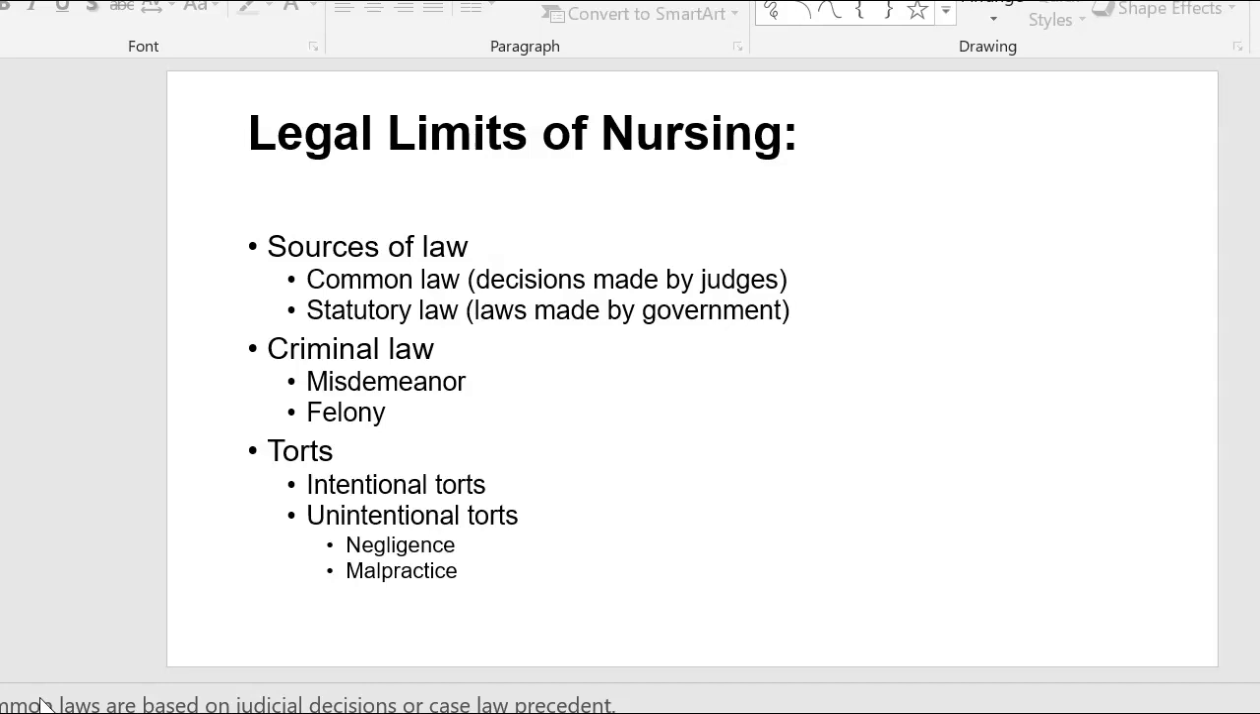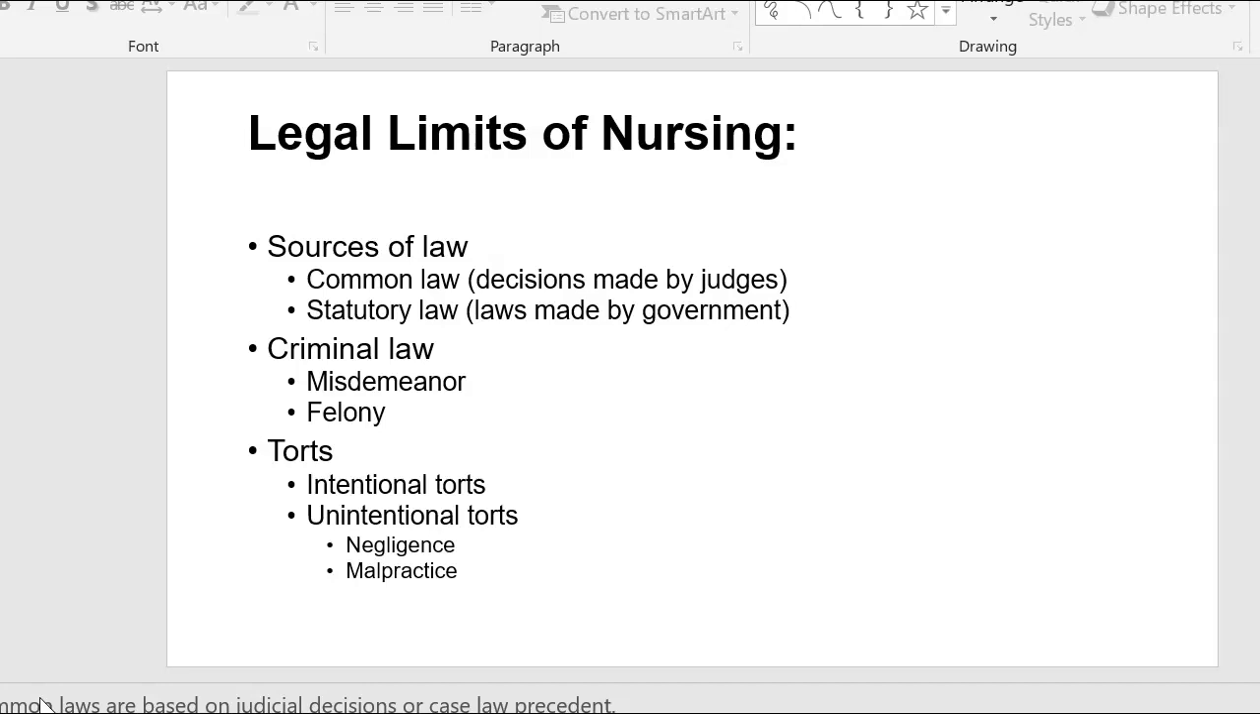Intentional torts are deliberate acts of wrongful conduct. An example of that would be assault and battery. Assault and battery can be considered a criminal violation, but it also can be considered a tort in healthcare. So please know the difference between assault and battery.